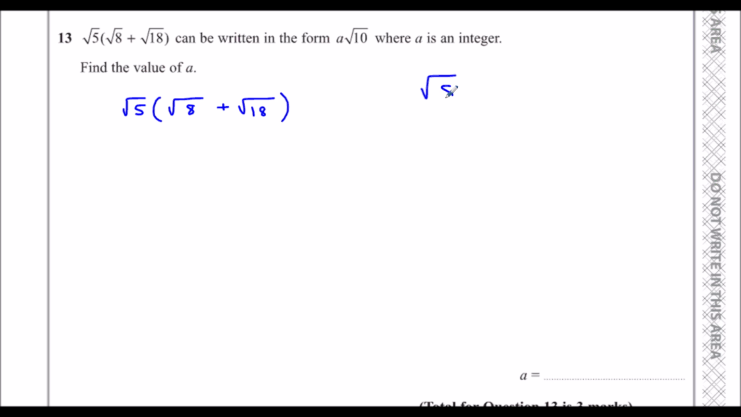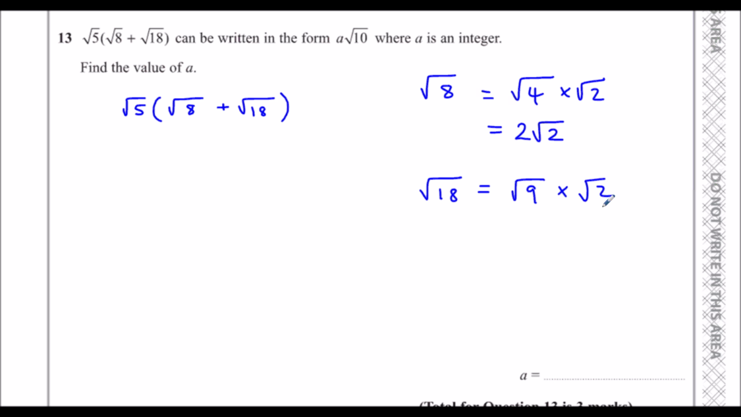So root 8 can be simplified. It's got a square number in it. It's root 4 times root 2. And root 4 is 2. So root 8 is 2 root 2. And root 18 can also be simplified. It's got root 9 in it. So root 9 times root 2. Root 9 is 3. So it's 3 root 2.